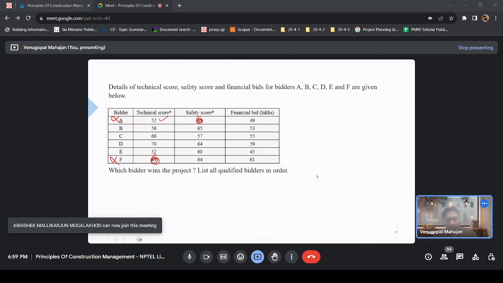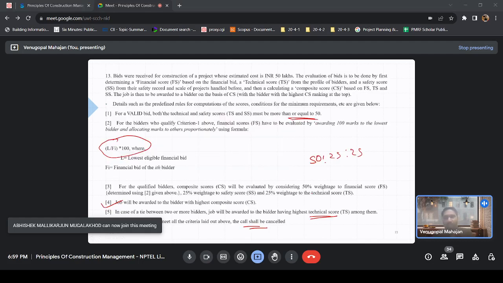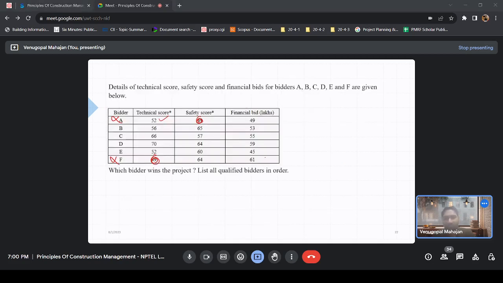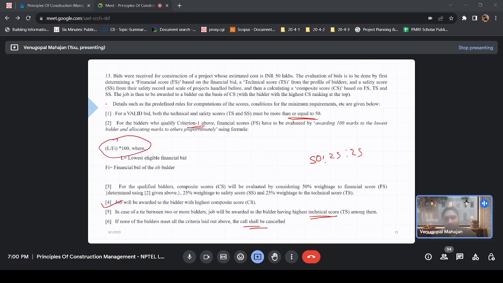Okay, so what next? For those who are qualified, we have to calculate FS. FS is L by Fi into 100. Who is the Fi here? Lowest bid. Lowest bid is E, 45, and he is eligible. So the score he gets is 100. What about others? It would be 45 by 49 into 100. Right, this is the formula, L by Fi into 100.